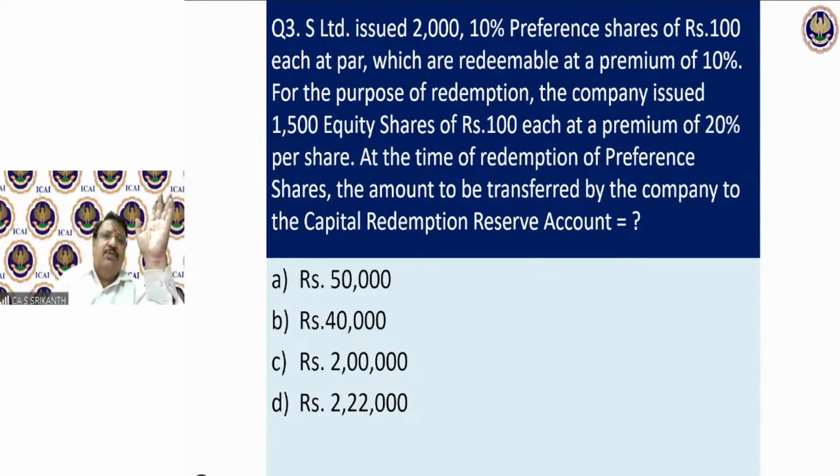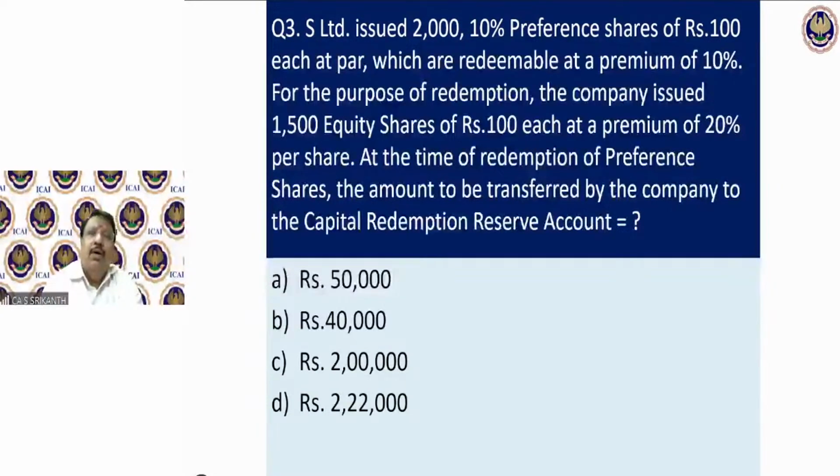At the time of redemption of preference shares, what is the amount to be transferred? See, when preference shares are redeemed out of profits, a sum equal to the nominal value of the preference shares redeemed out of profits should be transferred to the CRR, Capital Redemption Reserve. When you are redeeming preference shares out of profit, a sum equal to the nominal value of the preference shares redeemed out of profits should be transferred to Capital Redemption Reserve.